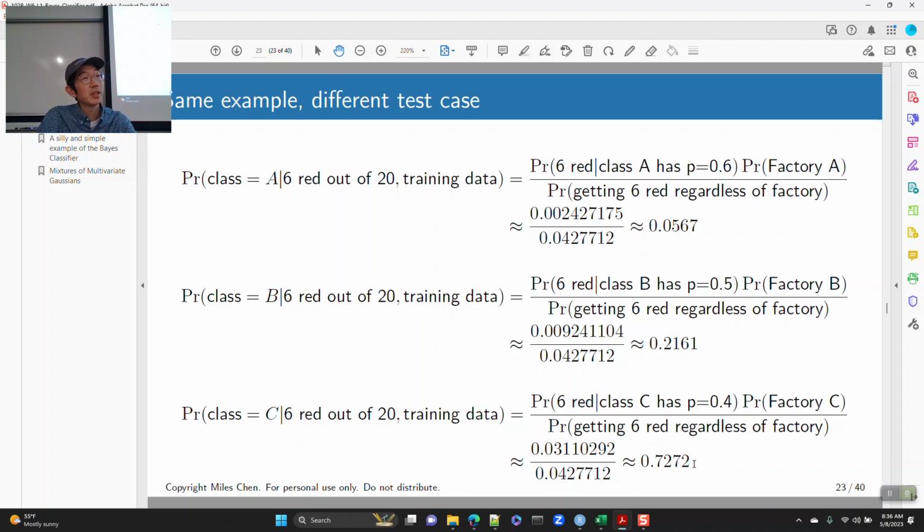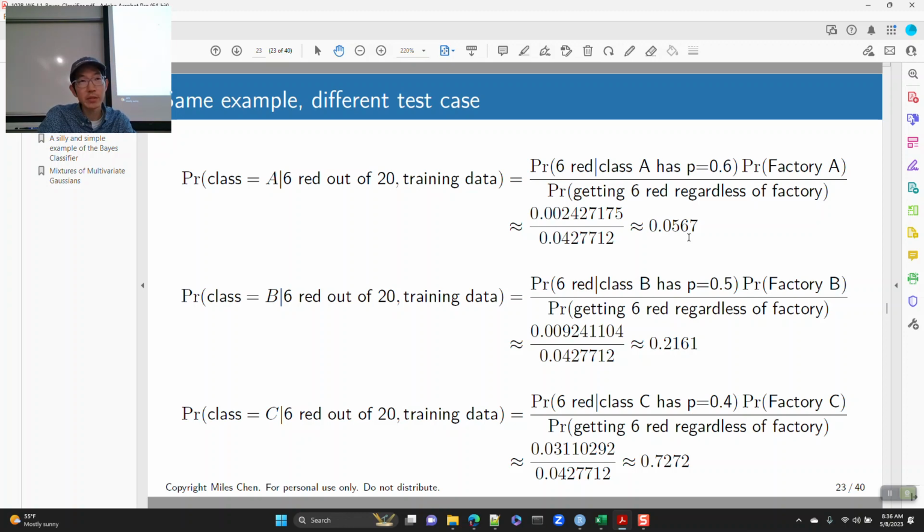So in this case, if you have a bag of 20 marbles and only 6 of them are red, then class C is the most probable factory that filled them, okay? Just because class C has a filling proportion of 0.4, and if you take that into account, you say, okay, this is the most likely thing to produce a bag that only has 30% red marbles, okay? Now, could it come from class A? It could, okay? But our probability that it came from class A is only around 6%.